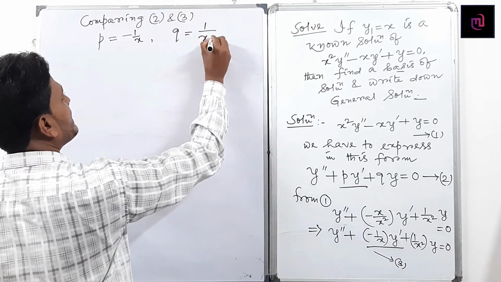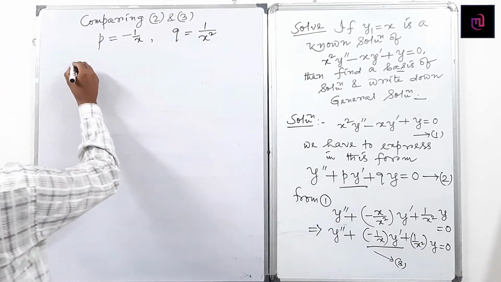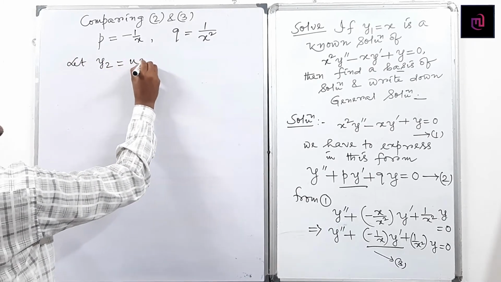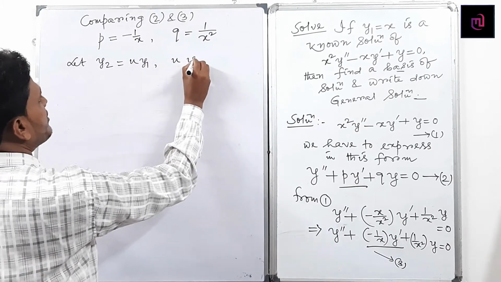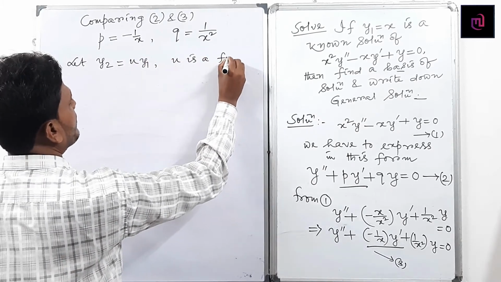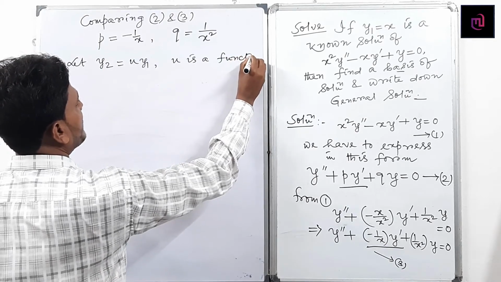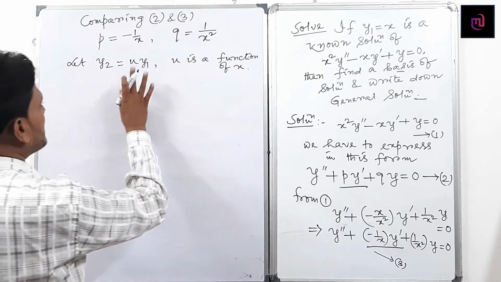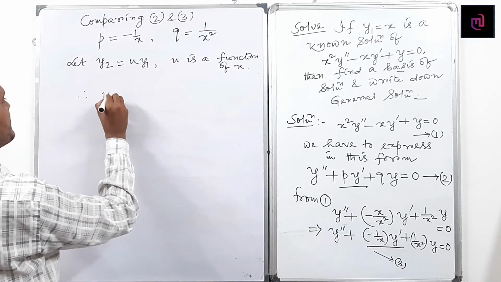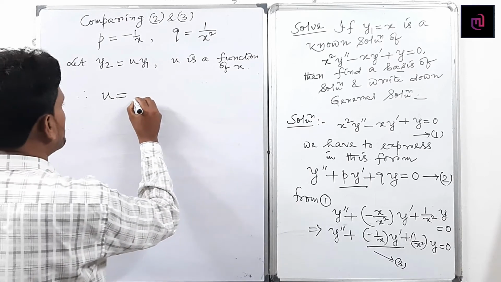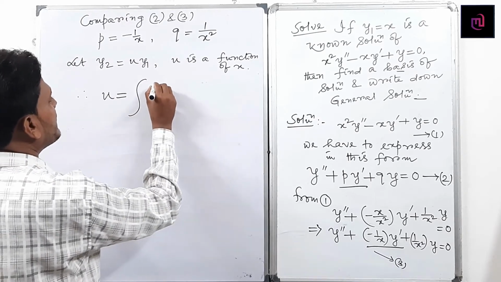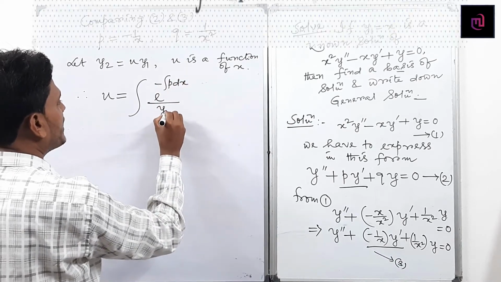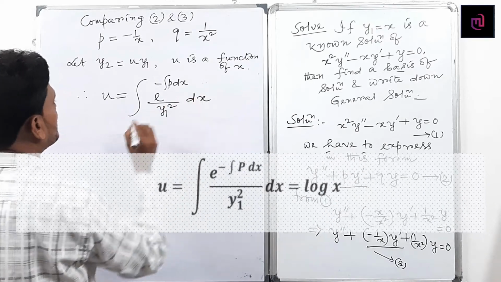What is the other solution? Let y2 be the other solution, y2 = u y1, where u is a function of x. I have already discussed what u is: u equals the integral of e to the power integral of minus p dx, all divided by y1², dx.